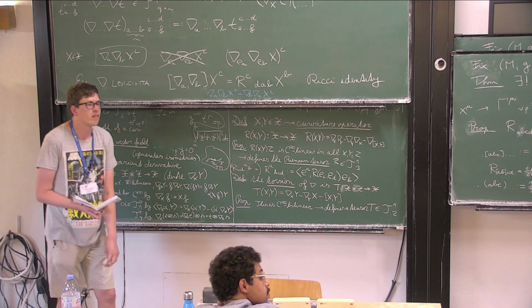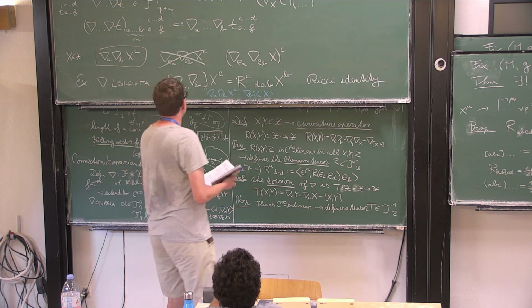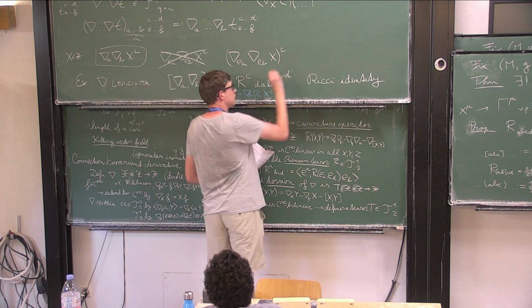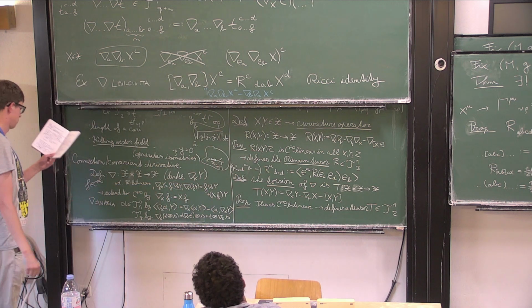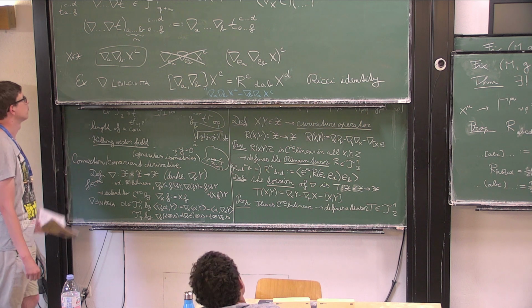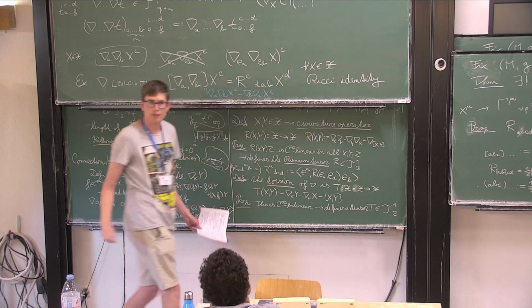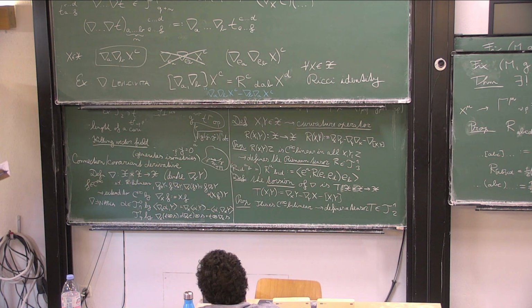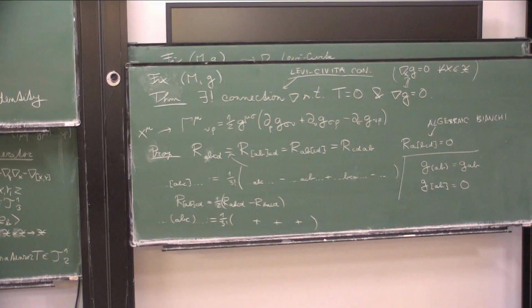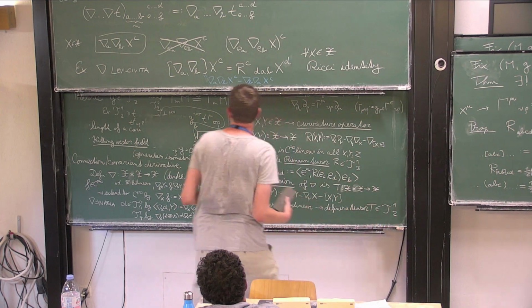Yes? Shouldn't the index of the vector field on the right-hand side be a D? Yes, thank you very much. Good point. For all vector fields. Any other questions or any other mistakes that you spotted? Okay, if not, then this is the end of part 0.